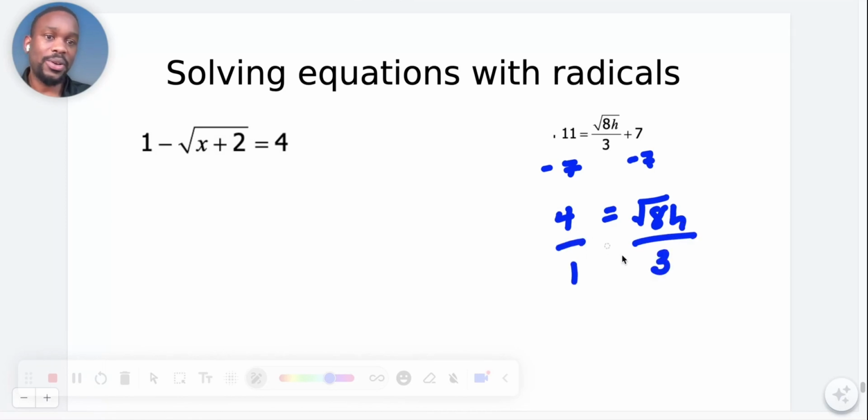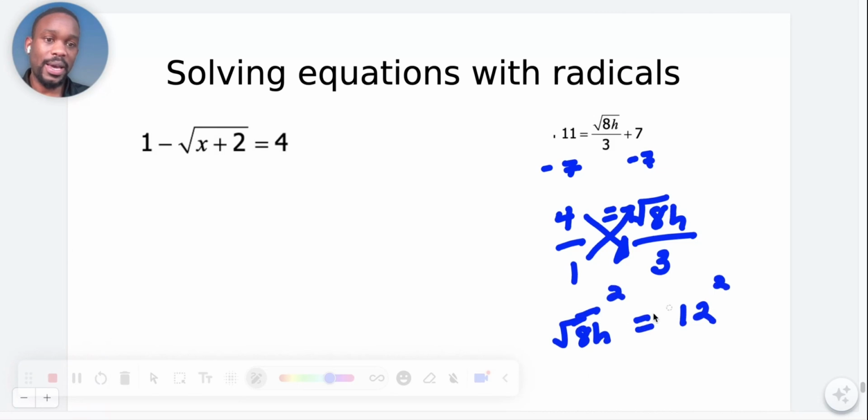And remember here, you could easily cross multiply. When you cross multiply, you'll get the root of 8h being equal to 12. Square both sides of the equation. Square here, square there, and this would cancel. You'll be left with 8h is equal to 144.